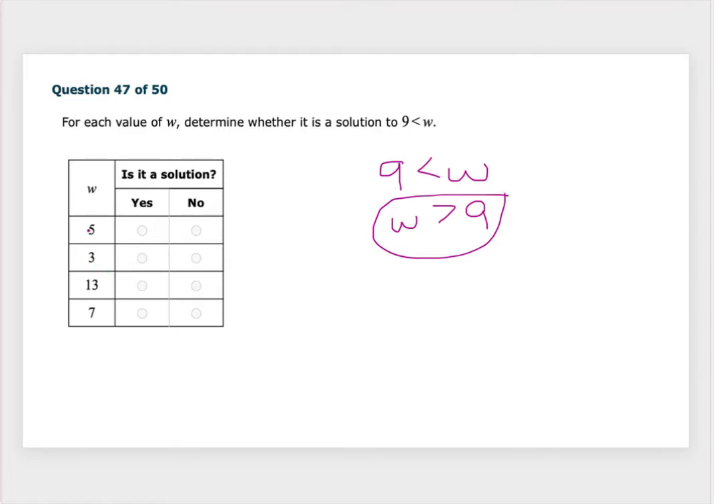So, is 5 greater than 9? No. Is 3 greater than 9? No. Is 13 greater than 9? Yes. Is 7 greater than 9? No.